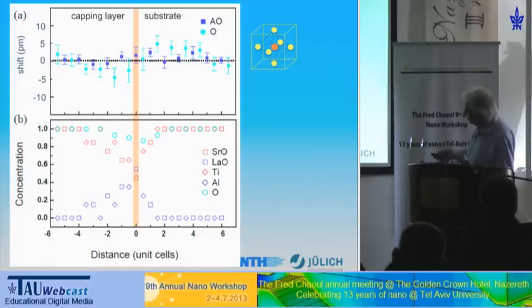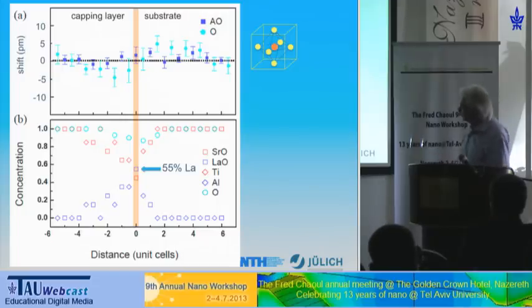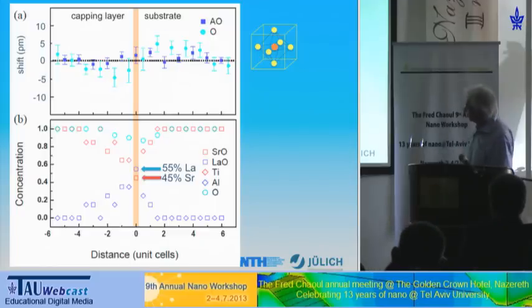This is the concentration measurement. That means we have essentially a means to measure concentration on the atomic level. This is the capping layer area, and this is the substrate area. The whole thing is tilted by 90 degrees. So this should be a lanthanum layer. What you find is that you do not have 100% lanthanum, but 55%. The rest, 45%, is strontium.